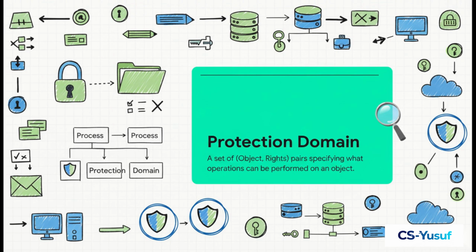The fundamental idea here is something called a protection domain. The easiest way to think about it is like a rule book for any process or user. It's just a set of pairs, where each pair links an object, like a specific file, to a set of rights, like read or write. Every single thing running on your computer operates within one of these domains.